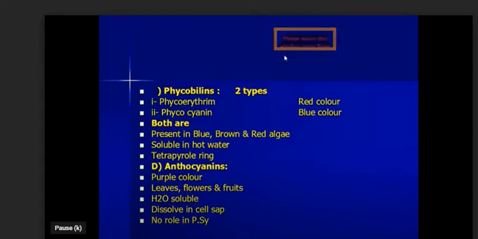So in today's lecture we stop here. We completed the definition of photosynthesis, the historical background of photosynthesis, the equation of photosynthesis, the structure of the chloroplast, the structure of the thylakoid membrane, and the different types of pigments present in the plant. So this is about today's lecture, and in the next lecture we will discuss the most important phase of photosynthesis, which we call the light reaction.